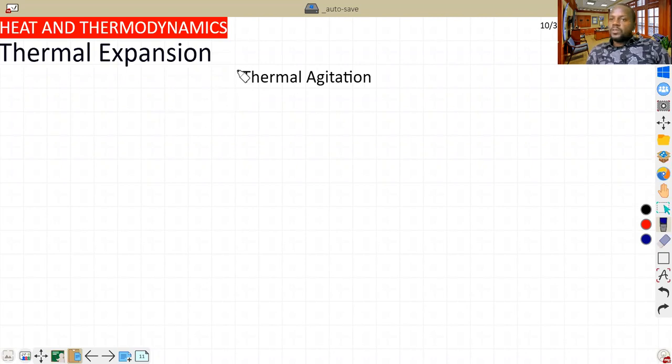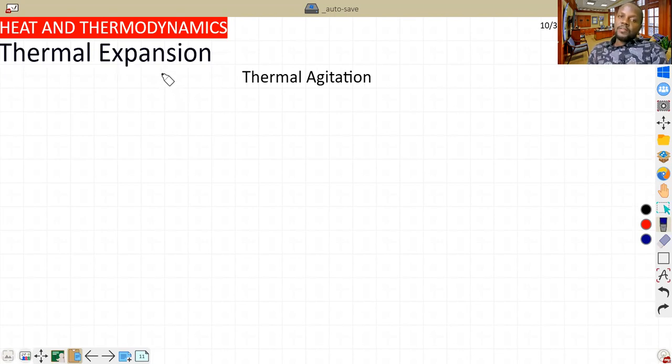In the continuation of our heat and thermodynamics, we'll move to the topic of thermal expansion. Under this thermal expansion, we are going to talk about a couple of topics with respect to the syllabus. Like I said, we are following the syllabus of our country, and we are making sure that everything required in the syllabus is taken care of. So we take them one after the other.